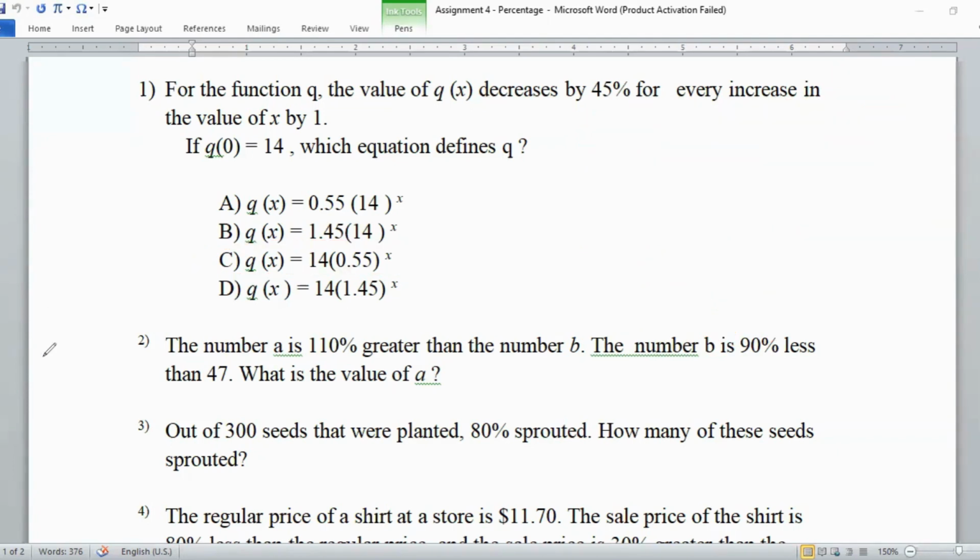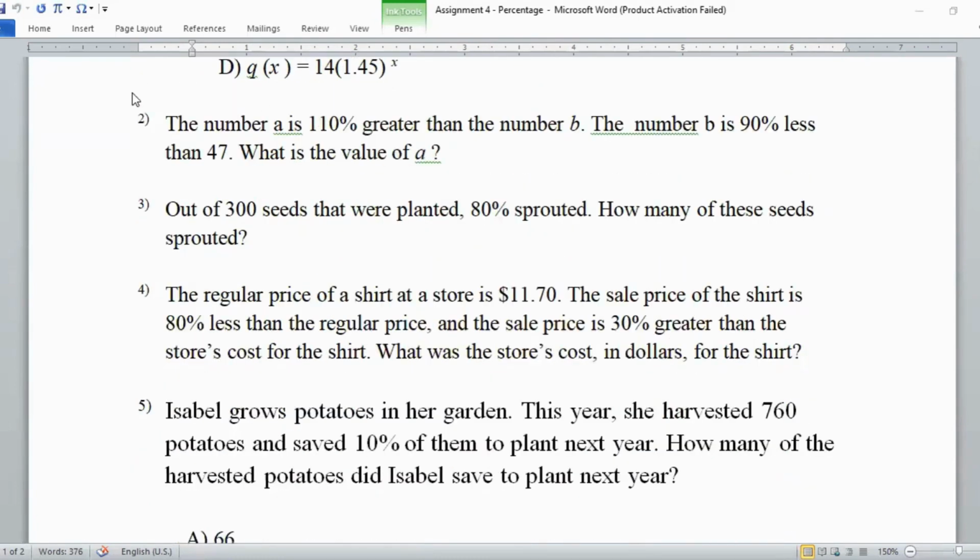The next question is: the number A is 110% greater than the number B and the number B is 90% less than 47. What is the value of A? So let us consider A be the number that is 110% greater than the number B, and let B, the small b, be the number that is 90% less than 47. To show the relationship between A and B, firstly I can write A is equal to B plus 110% of B, meaning multiply B. I'm taking this as equation 1 right now.